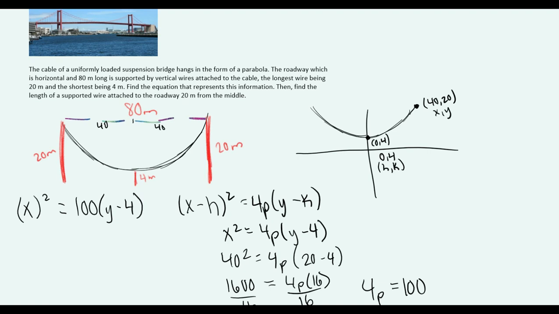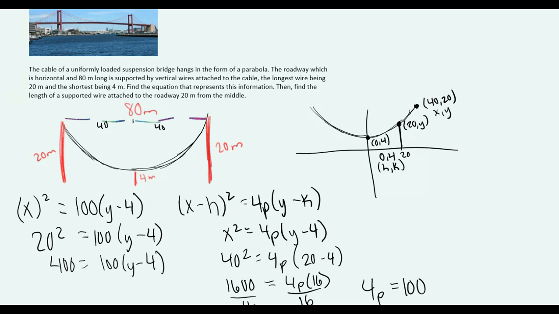Then it says find the length of a supported wire attached to the road 20 meters from the middle. So that's 20, y. I can find out how long the wire is by plugging in 20 for your x, and your y is what you're trying to find. So 20 squared would be 400. Divide off the 100 and you get 4. Add over the 4 and y equals 8 meters.